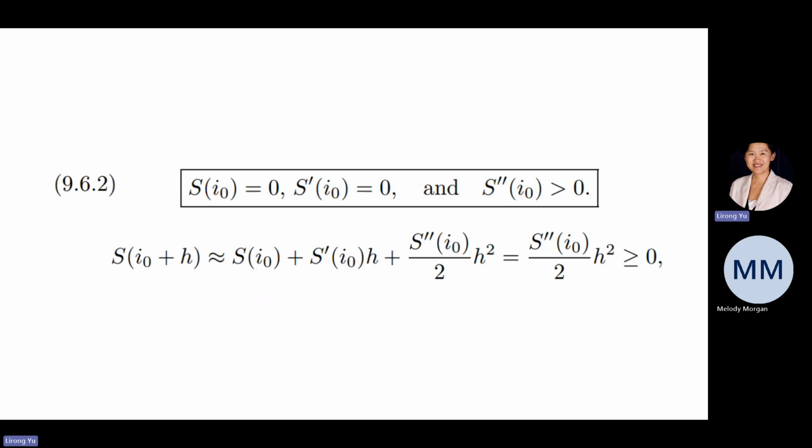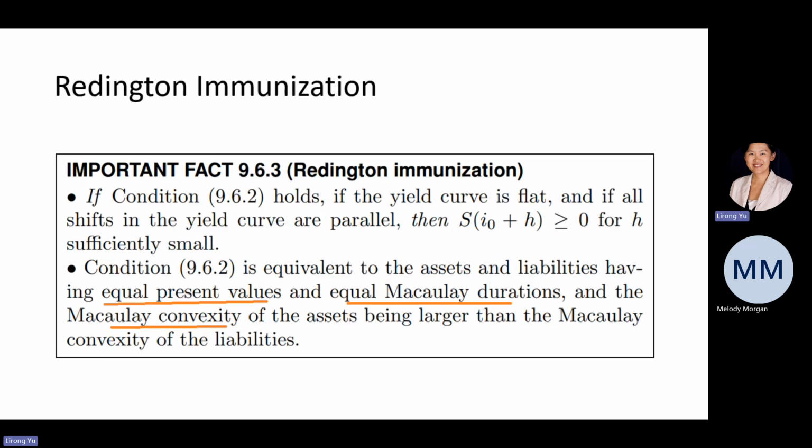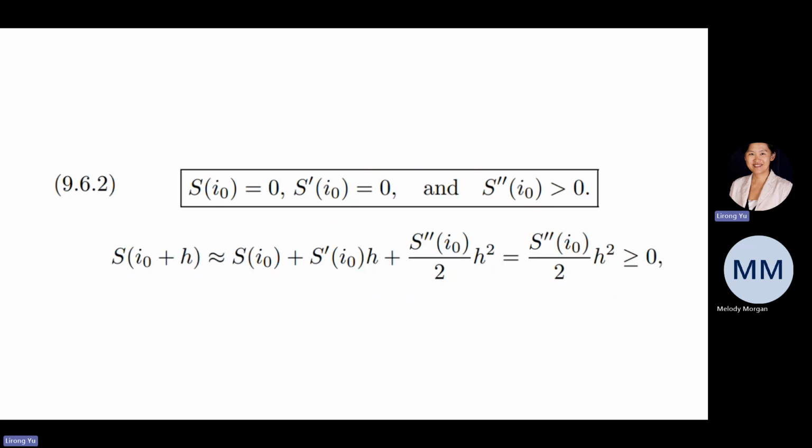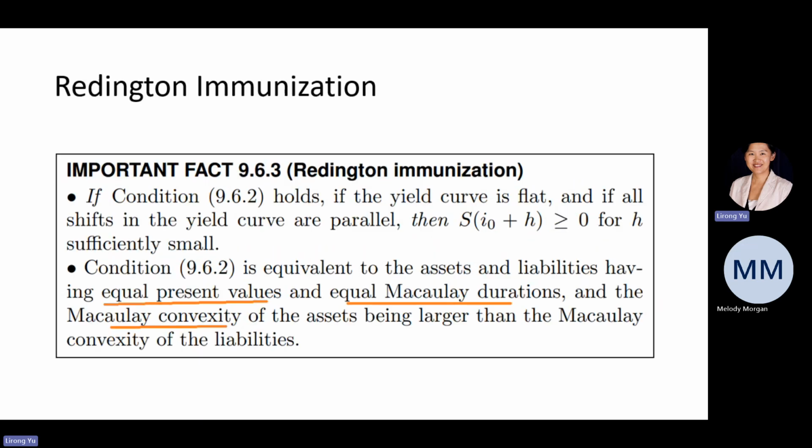You can see if i changes slightly, by the Taylor expansion, S(i) equal to 0, S'(i) equal to 0, so S''(i) is positive. If i changes slightly by h, then you have a positive S function value. So that is a verification of why it is important to have a positive second derivative. Any question? All right, so this condition is called Redington immunization.